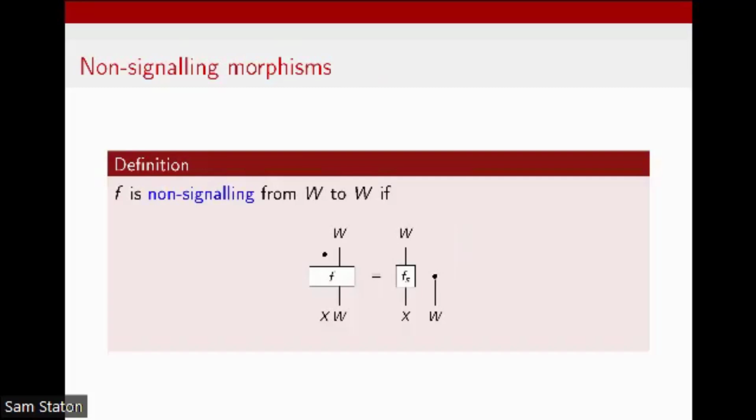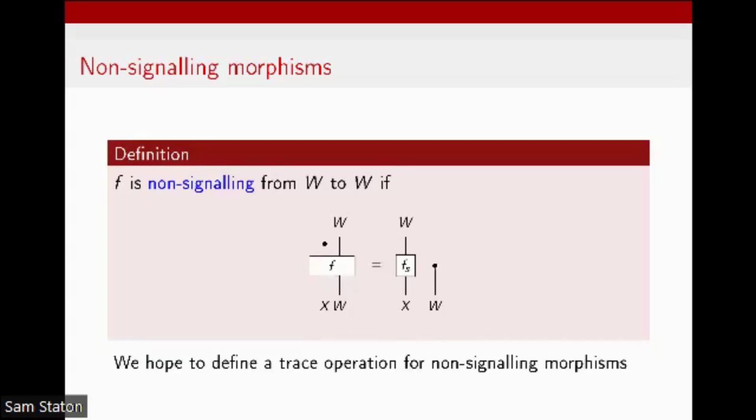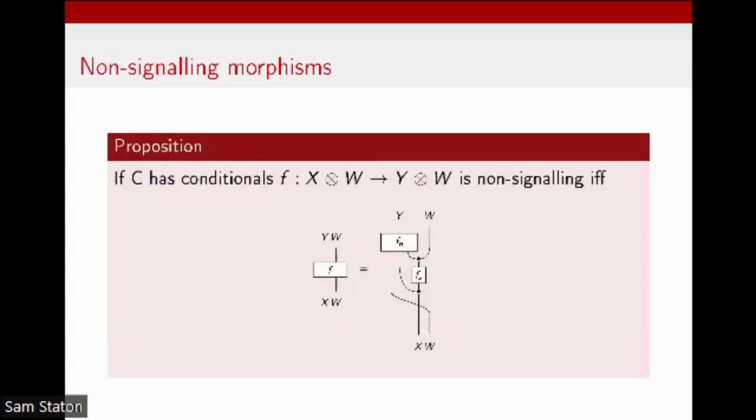So how does this string diagram encode this? If I discard the left output, then I might as well delete the right input, and I can just have a morphism from X to W that directly computes W from X without using the W input. So this exactly means the existence of this factorization, that I don't need this input to calculate this output. And we say a morphism F is non-signaling if it admits such a factorization. And now we will define a notion of trace for non-signaling morphisms. How do we do that?